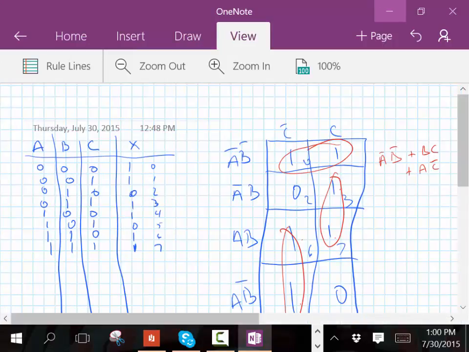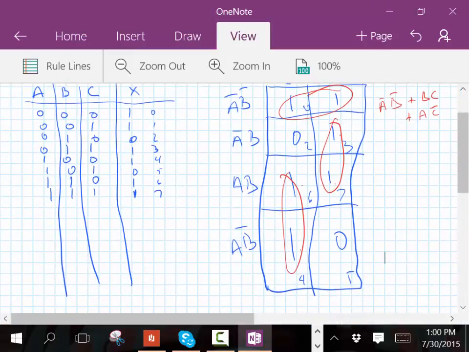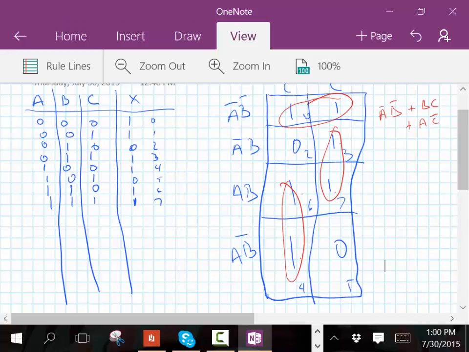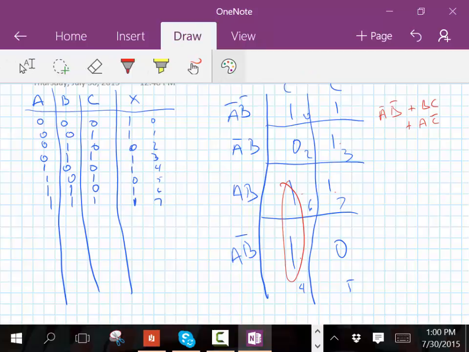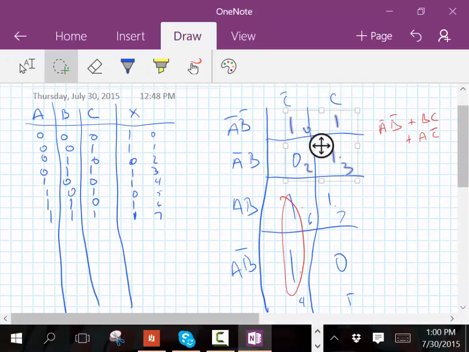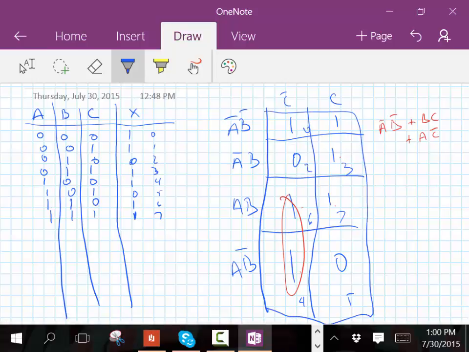So everyone has this down. Since this is recorded, I'm going to erase this and start over again. I'm going to leave this answer there, but I'm going to erase these 3 circles here. I'm going to erase this circle here.